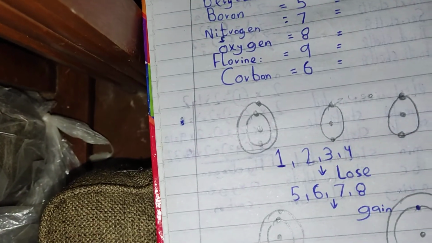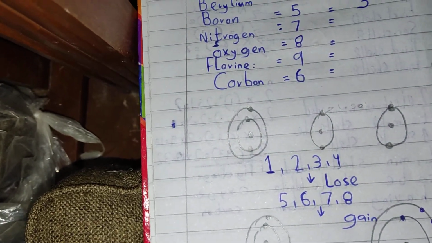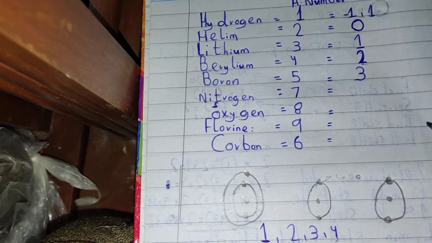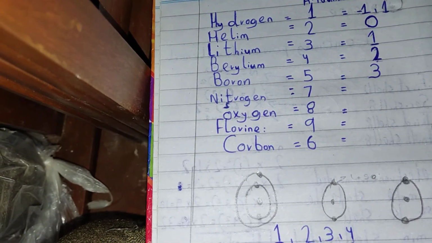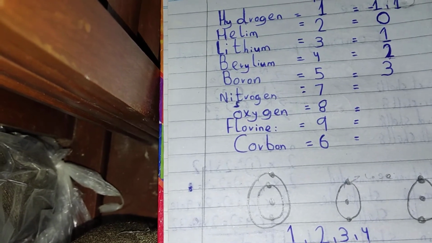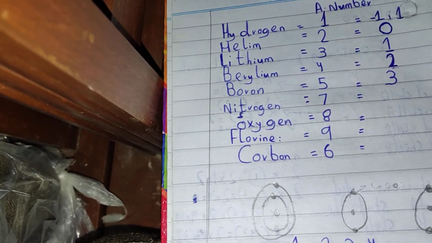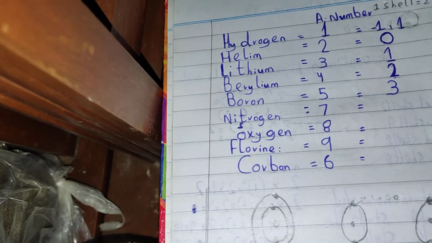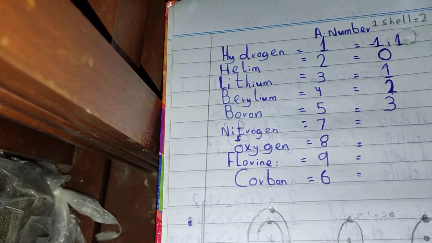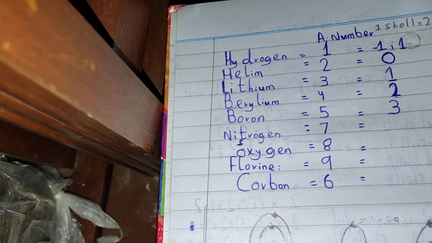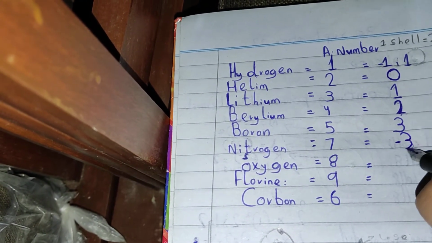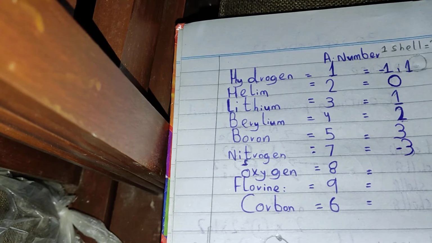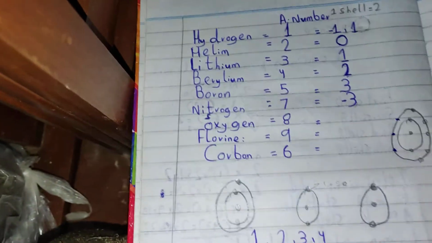Okay, nitrogen I will be drawing here. Nitrogen has 7. 1, 2, and the second shell needs 8, so 5 electrons are there. It needs 3, so we can borrow. So nitrogen is -3, because for completing the shell it will borrow. So these are completed, 8 electrons.